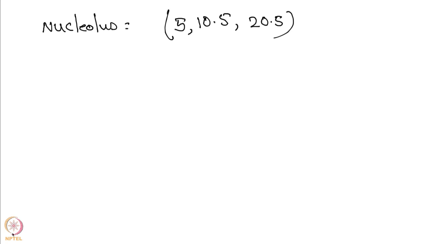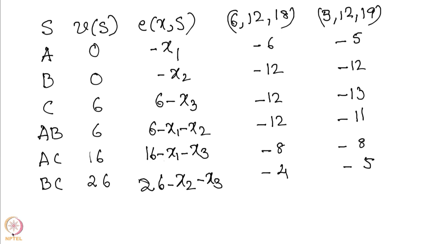In fact, by looking at these things and by a little work, we can say that the nucleolus here is going to be 5, 10.5, 20.5. So it requires one to calculate this, because, you remember, for each x we have to order them and then try it. So here it is worked out for two examples, but one has to be a little careful to see what exactly is the nucleolus. So it requires a little work, but we can do it.